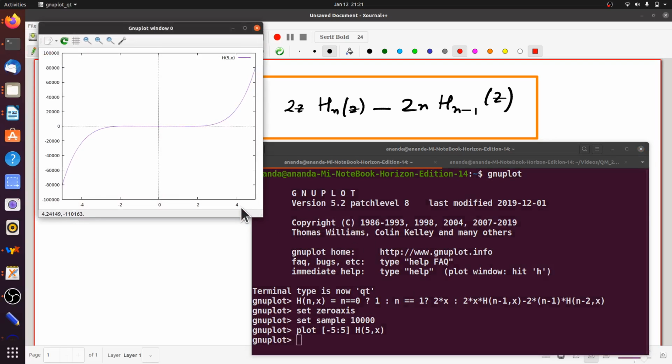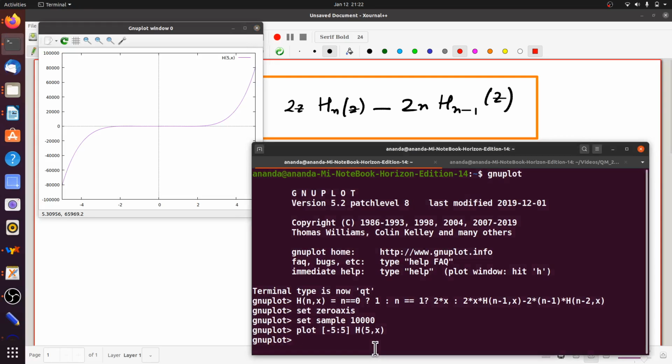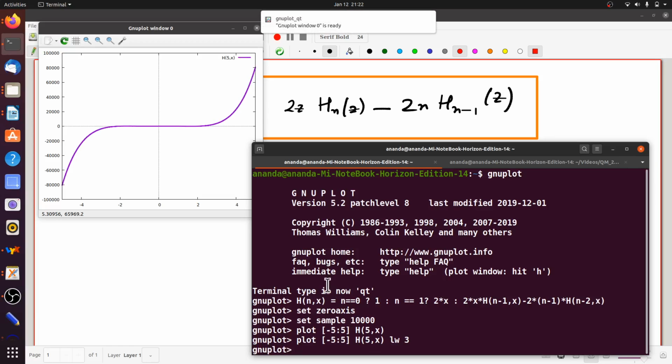And this is what the plot looks like. Unfortunately, the plot doesn't really look very impressive. Okay, let me just do one thing first. Let's increase the line width to, let's say 3, so that you can see the line a bit thicker. Okay, so the line is thicker now. You can see the Hermite polynomial, but you can hardly make out any structure.